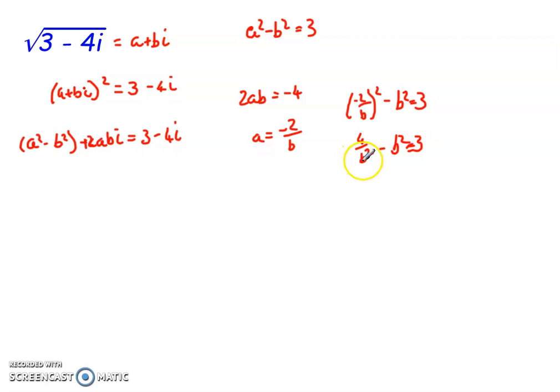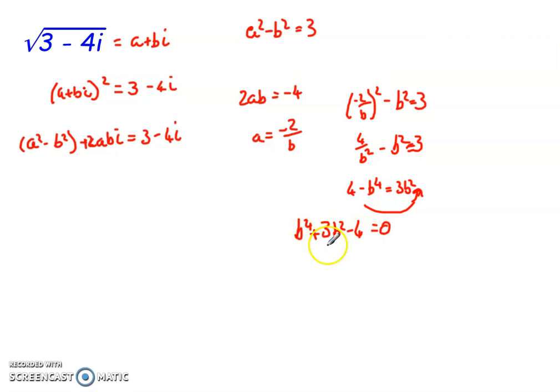If I multiply through by b squared to get rid of that, I get 4, take away b to the 4 is equal to 3b squared. If I then stick it all over here, so I get a quadratic format equal to 0, I end up getting b to the power of 4 plus 3b squared, take away 4, equals 0. So I now have to solve this to get an answer for b squared, which I can then work through from that.